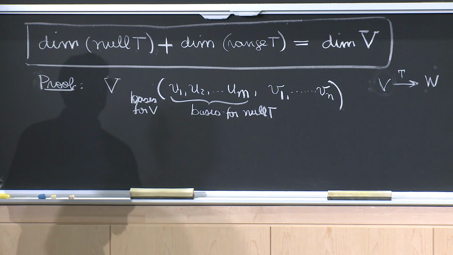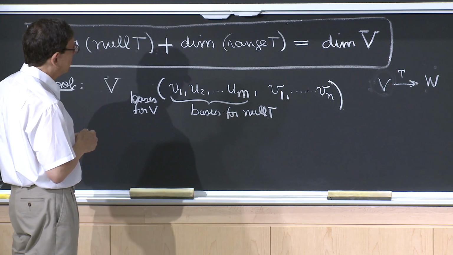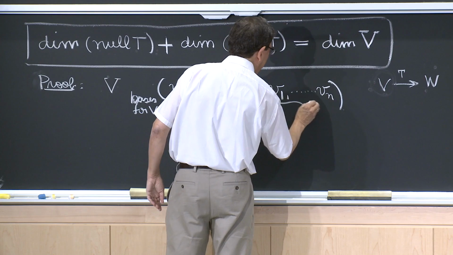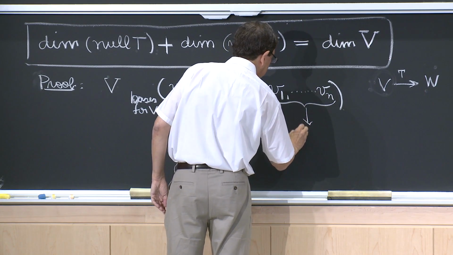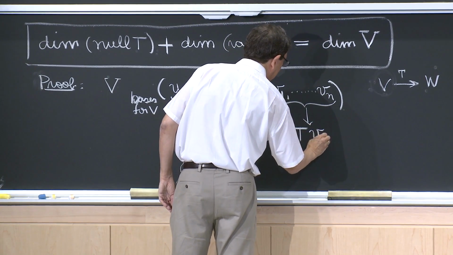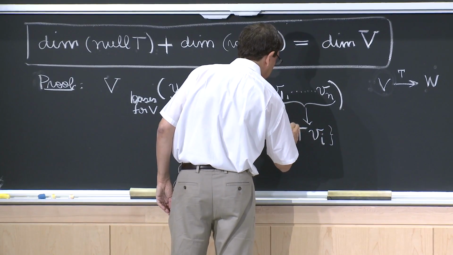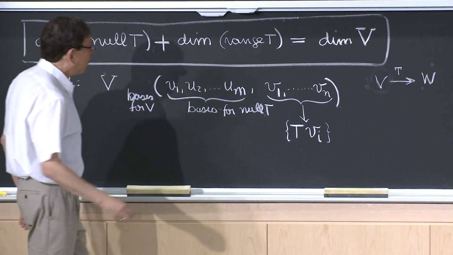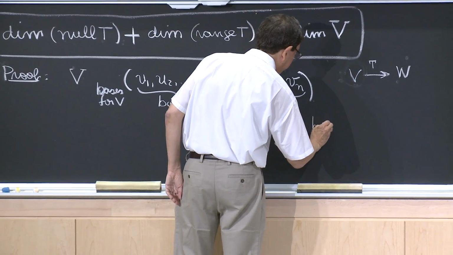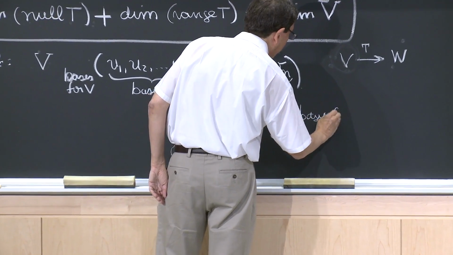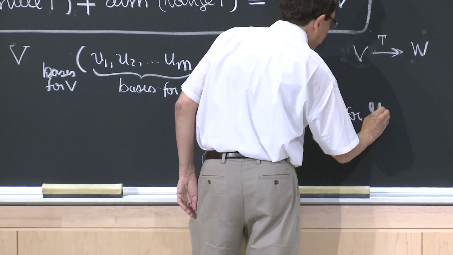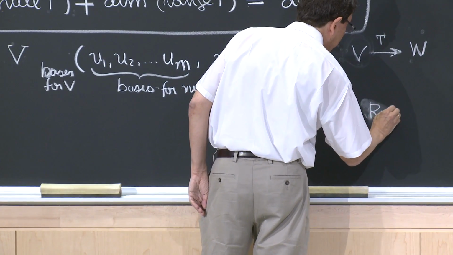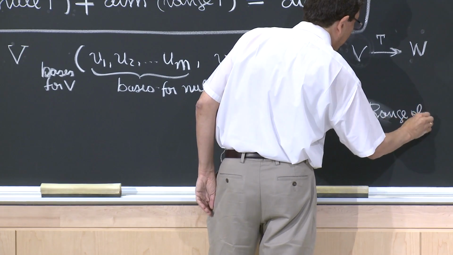So your task would be to show that from these vectors, the set of T v_i's are a basis for range of T.